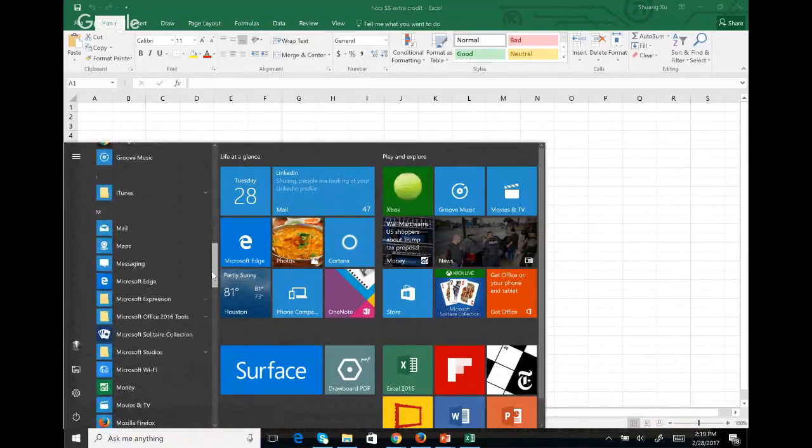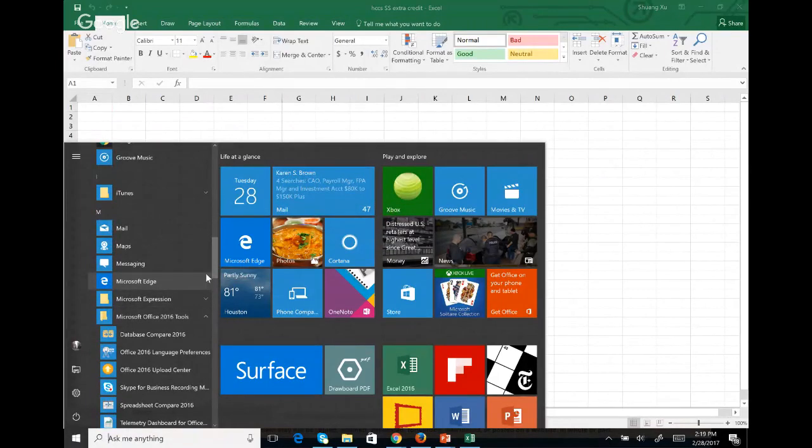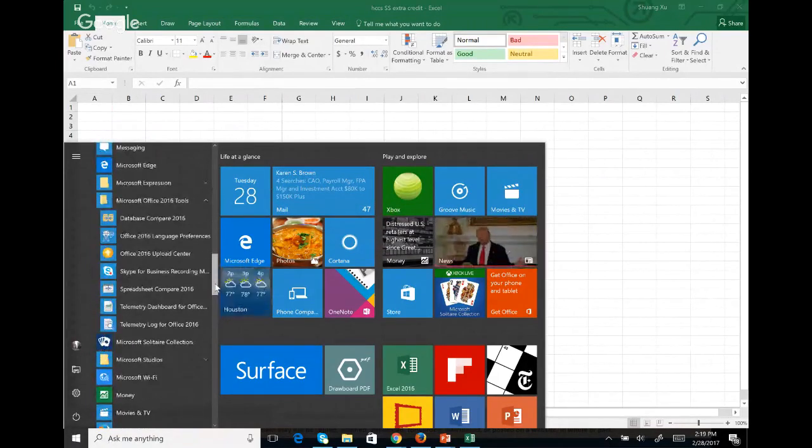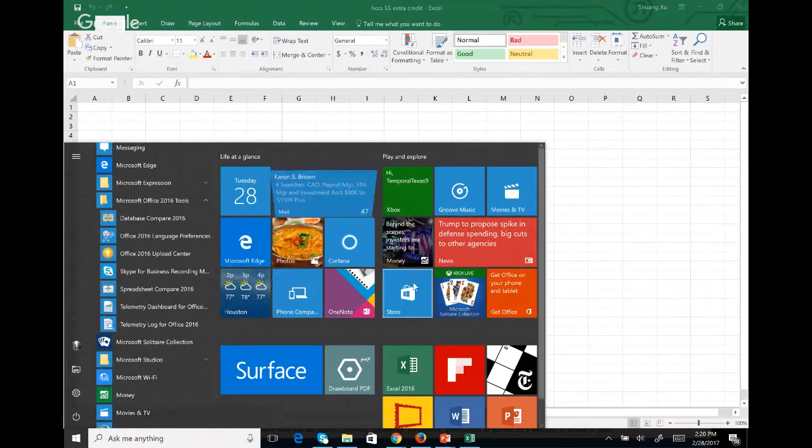Microsoft, give me, where's Office? Oh, OneNote, here we go.